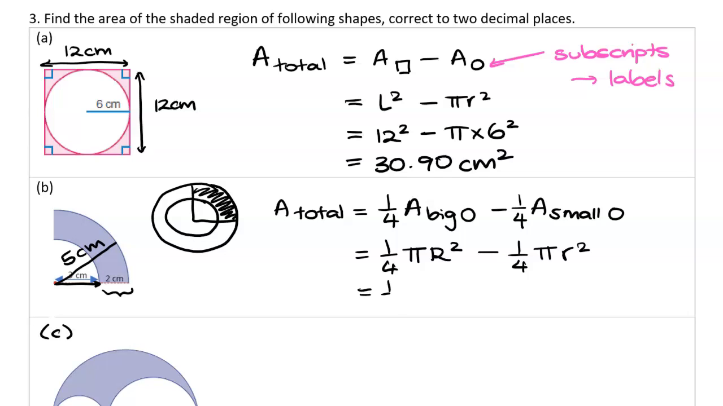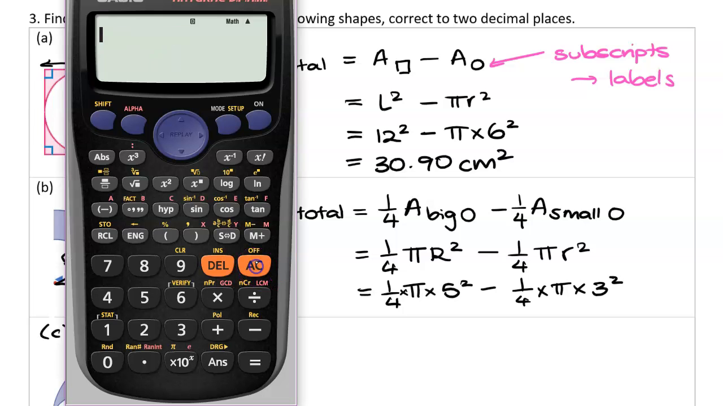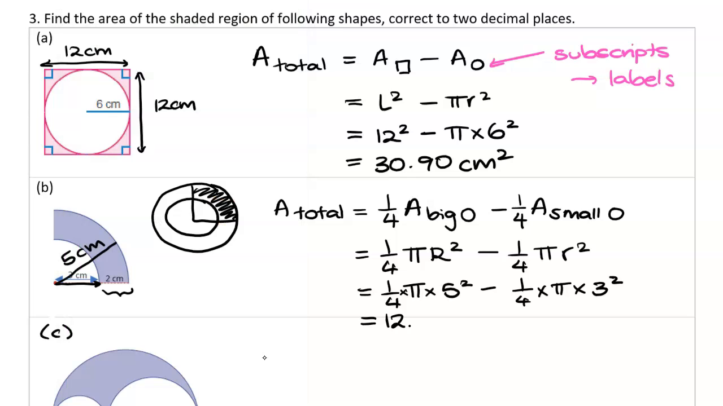So that means we're going to do a quarter pi, well, let's put in our times signs, 5 squared minus a quarter times pi times 3 squared. Now, if you put this into your calculator and you got a negative answer, you probably accidentally mixed up your small circle and your big circle. Okay, to 2 decimal places, that's 12.57. And that's the units, centimeters squared.